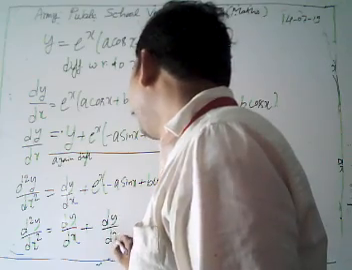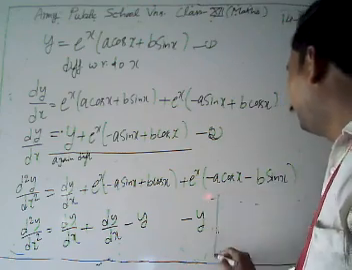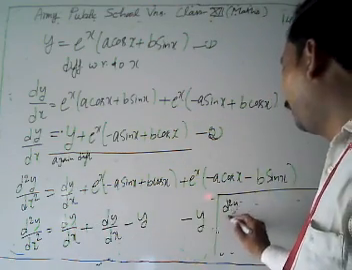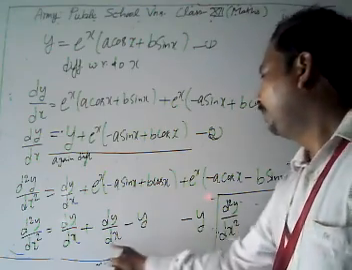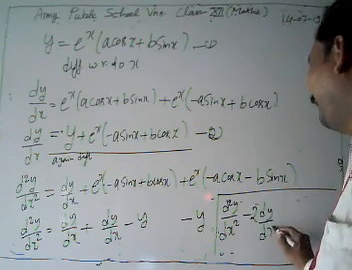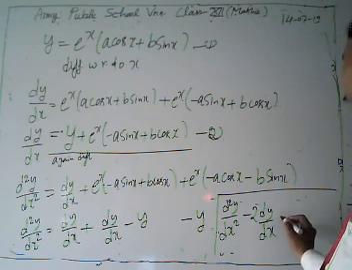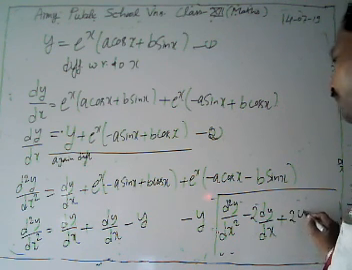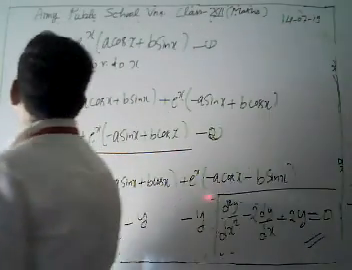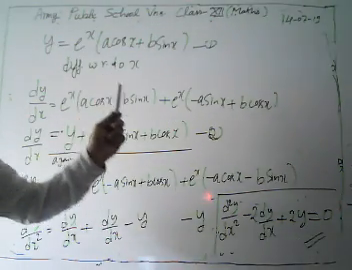Now what is our differential equation? We have d2y/dx2 minus 2 dy/dx plus 2y equal to 0. This is our required differential equation for the curve y is equal to e to power x (a cos x plus b sin x).